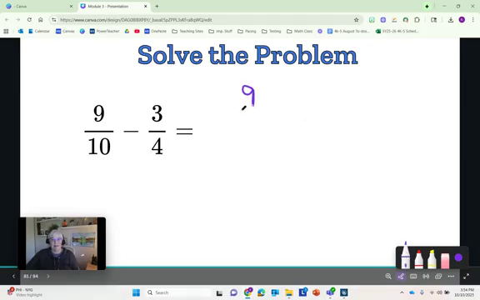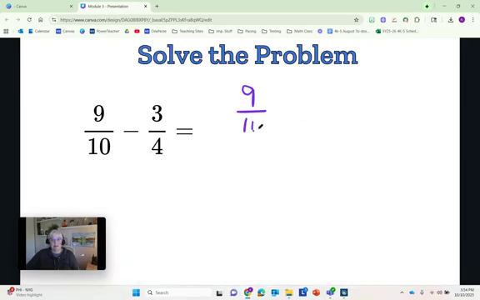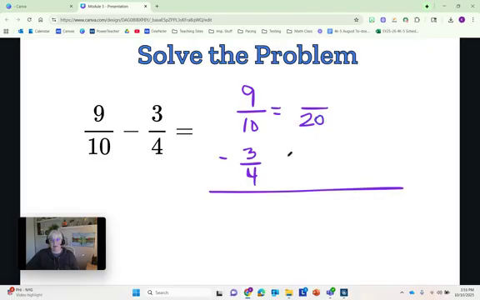9/10 minus 3/4. All right, we need to make equivalent fractions. We knew that the least common multiple is 20. Ooh, that one's not so bad.